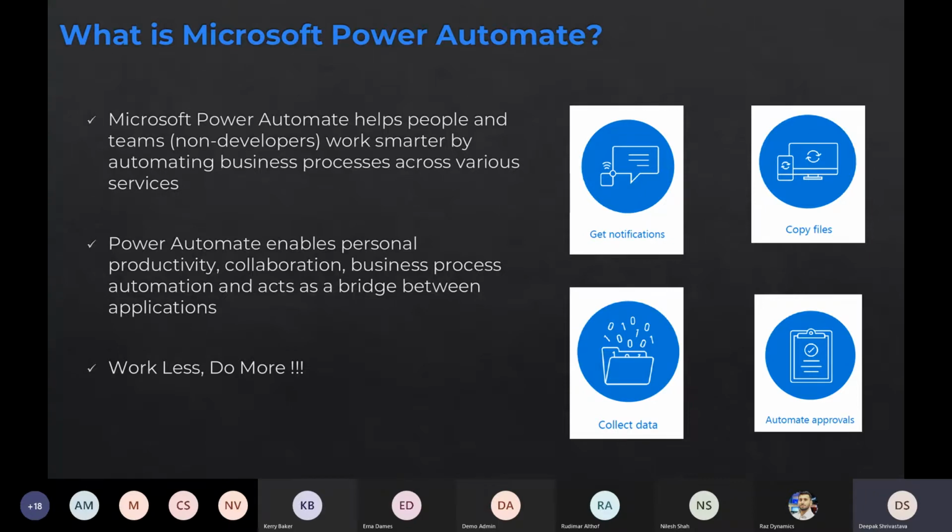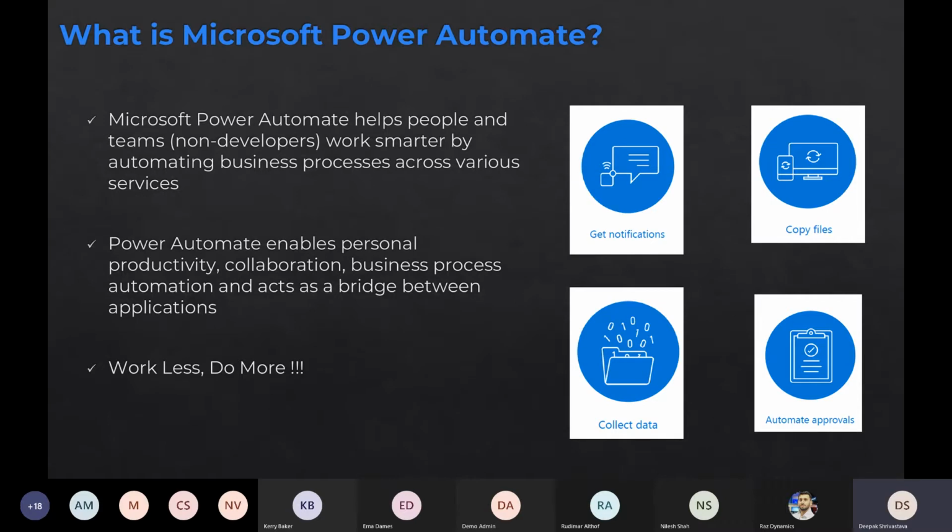You have a direct action in Power Automate that you can do with just a few clicks to do that automation. Or let's say you want to create an approval. Whenever an item is created in SharePoint or somewhere else, you want to send an email for approval, there is an action for that.